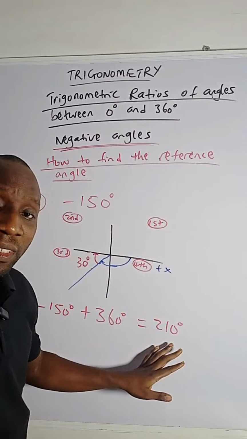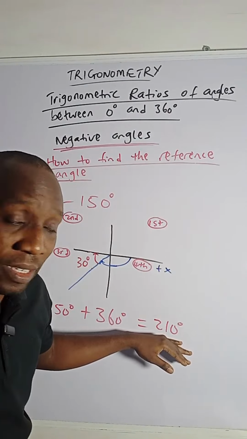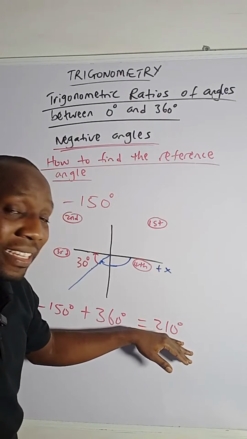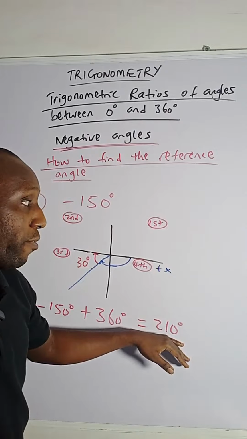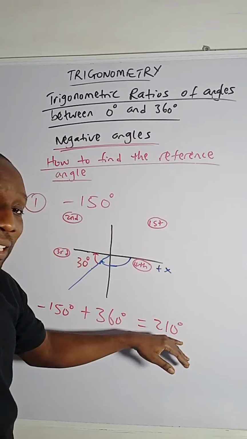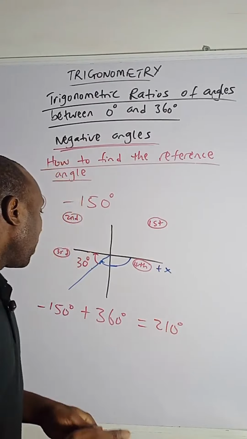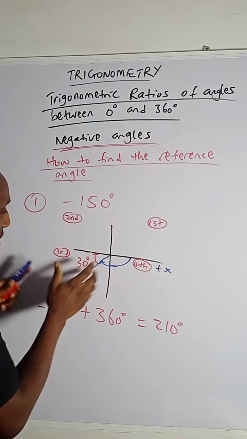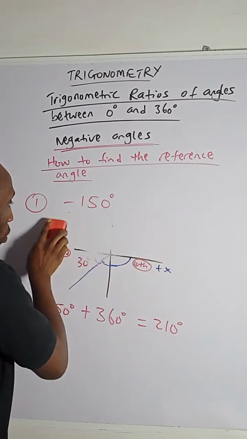Okay, but see, this 210 degrees lies in the third quadrant, right? And the formula for getting the reference angle in the third quadrant is that angle minus 180 degrees. So the formula here to get, let's just assume that we don't have this at all.